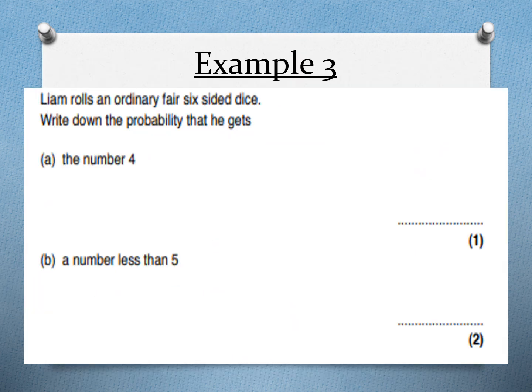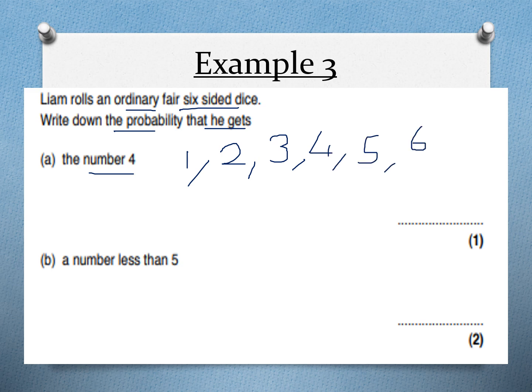Example 3, Liam rolls an ordinary fair 6-sided dice. Write down the probability that he gets the number 4, where you've got the numbers 1, 2, 3, 4, 5, 6. So the probability that I'm going to get a 4 is 1 out of a possible 6. 6 possible outcomes. So it's 1/6.